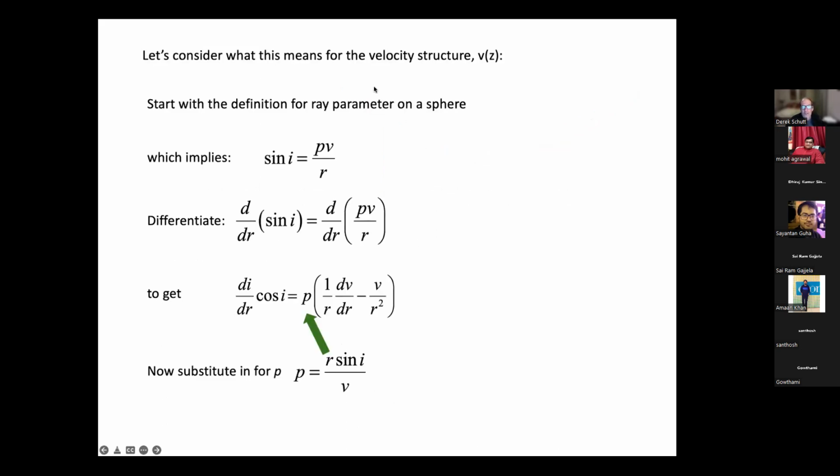Let's consider what this means for a velocity structure where V is a function of depth. We'll start with the definition of ray parameter on a sphere. This implies sine of I equals PV over R. We'll differentiate both sides, and we get dI/dr cosine I equals P times (1 over R dV/dr minus V over R squared). We will note that P is equal to R sine I over V.